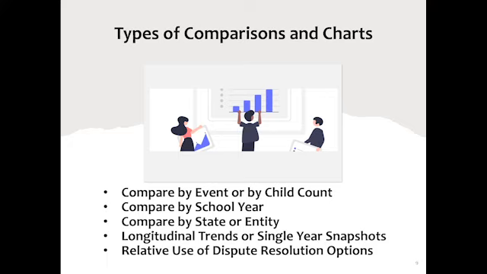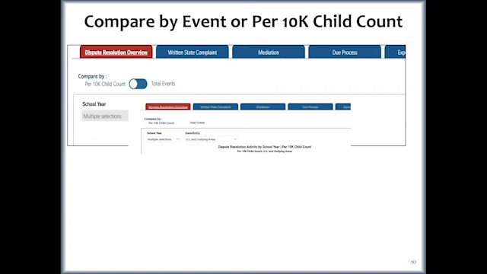First, we'll look at how to compare by event or per 10,000 child count. Each chart in the data dashboard offers two options for viewing the data. Users can examine the data by the 10,000 child count or by the actual number of total events. The toggle button allows easy maneuvering between the two types of data views.